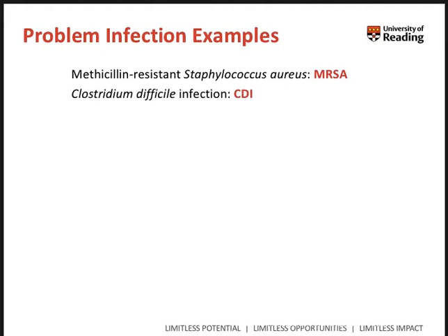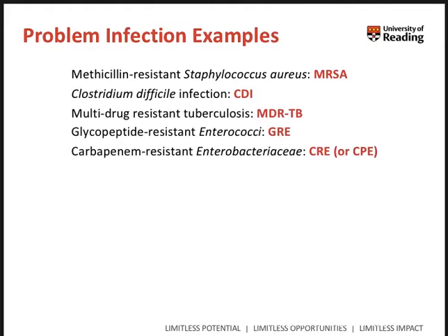We do have drugs that can treat these infections. However, certain other infections are growing problems due to increasing resistance. I'm just giving three further examples here, the first of which is multi-drug resistant tuberculosis. This is already a difficult infection to treat, and multi-drug resistant tuberculosis is even harder to treat. The final two examples are glycopeptide resistant enterococci, or GRE, and carbapenem resistant Enterobacteriaceae, or CRE, or you might hear it referred to as carbapenemase producing, which is CPE.